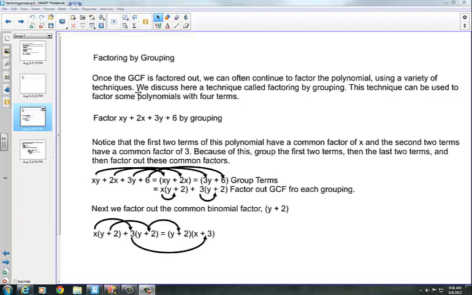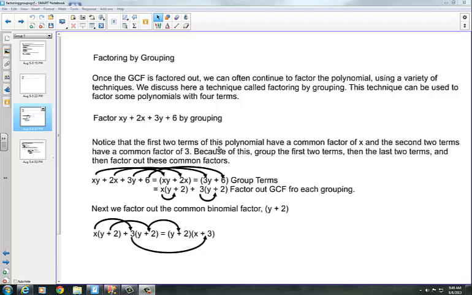Factoring by grouping. Once the greatest common factor is factored out, we can often continue to factor the polynomial using a variety of techniques. We discuss here a technique called factoring by grouping. This technique can be used to factor some polynomials with 4 terms. Factor xy plus 2x plus 3y plus 6 by grouping.